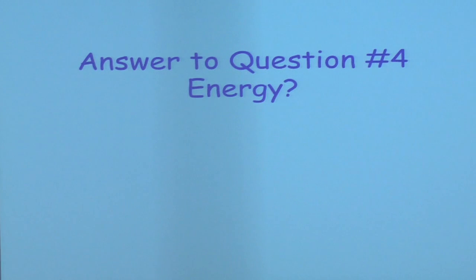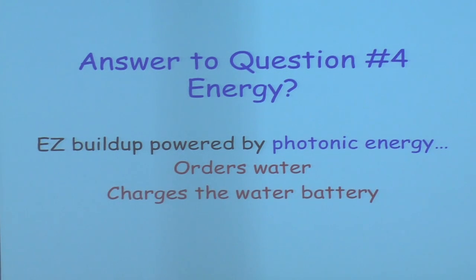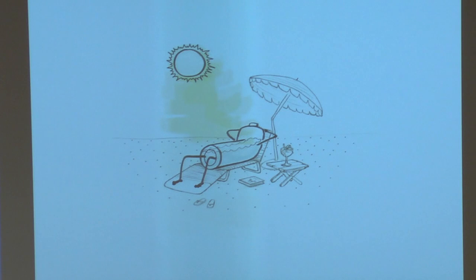So the answer to question 4 about energy is that EZ buildup is powered by light, which orders the water and charges the water battery. And we see this whether you increase or decrease the amount of input energy. So you have a situation that looks kind of like this, a battery charged by the sun.